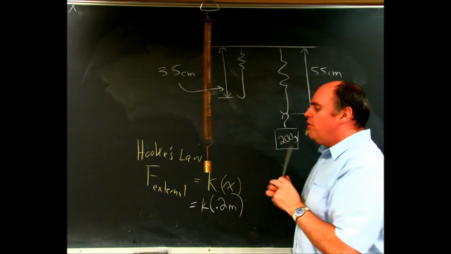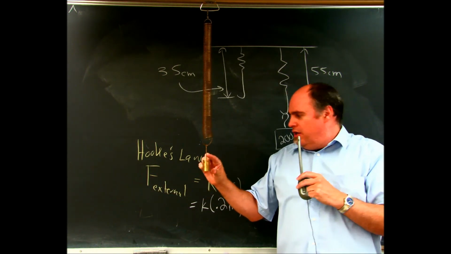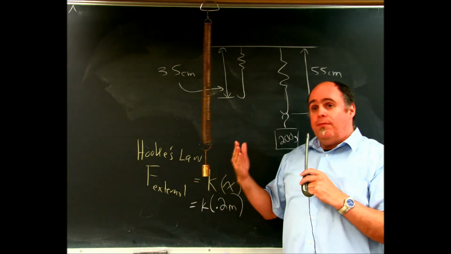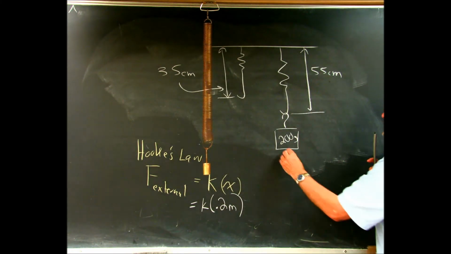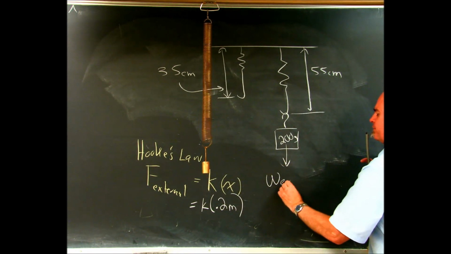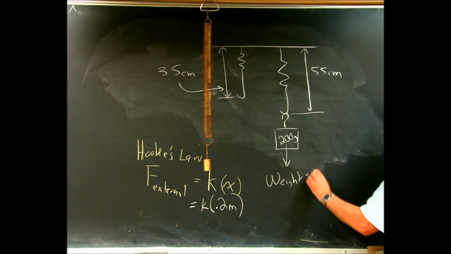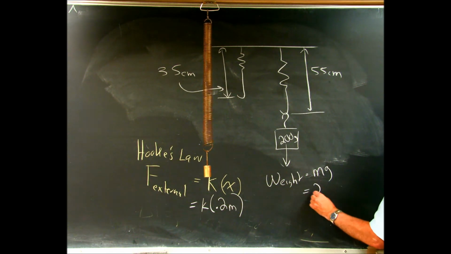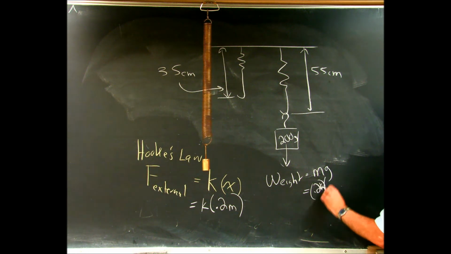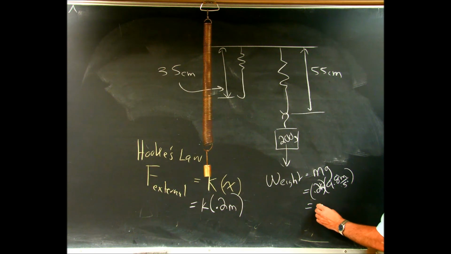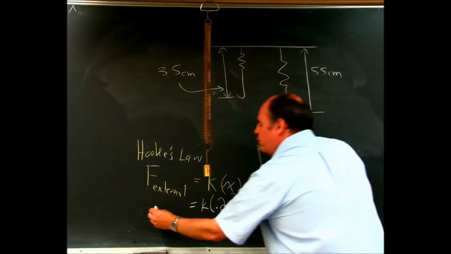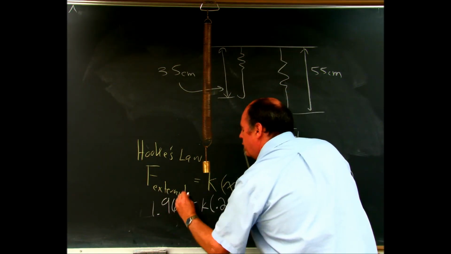And what is the external force? Well, the external force of this thing is called the weight. So the weight of this thing would be mass times gravity. Since this mass is 200 grams, I could say the weight pulling it down is equal to mass times gravity. So it would be 0.2 kilograms times 9.8, and that equals 1.96 newtons. So this is the external force, 1.96 newtons.